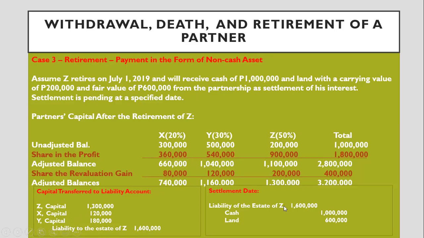Okay, and then upon the settlement date, this is now the entry. We just close the liability account we set up during the date of recording. So we debit liability to the estate of Z 1,600,000. Then this time we credit cash 1 million and land 600,000. Okay, so that was the difference.